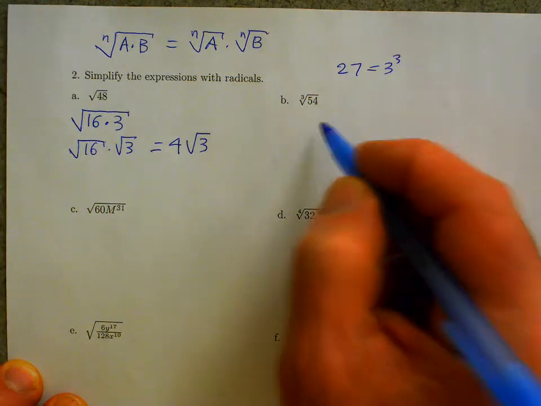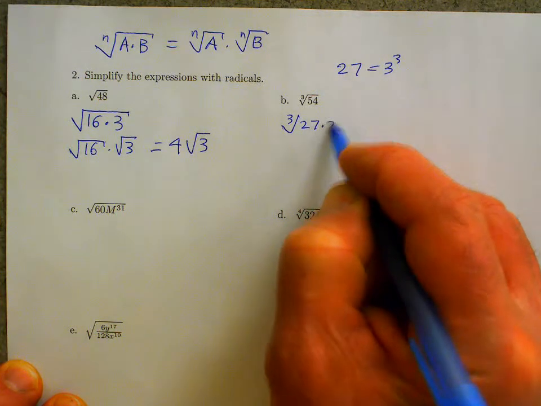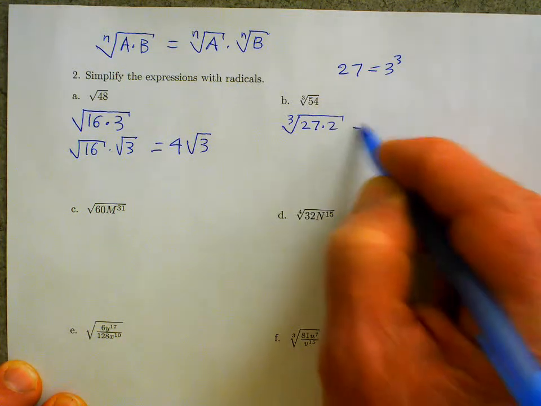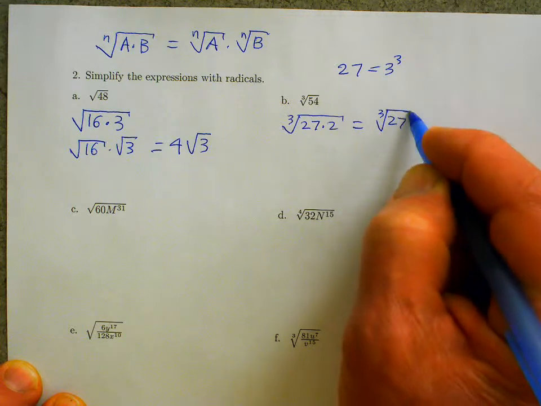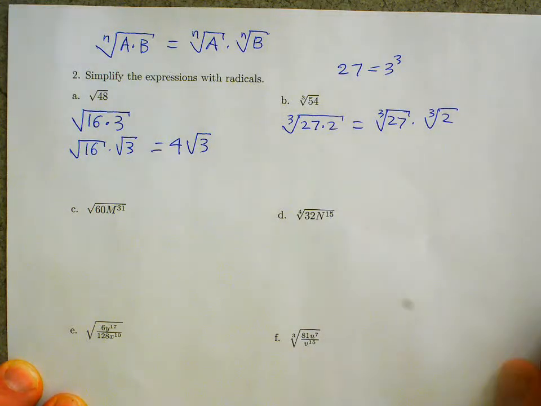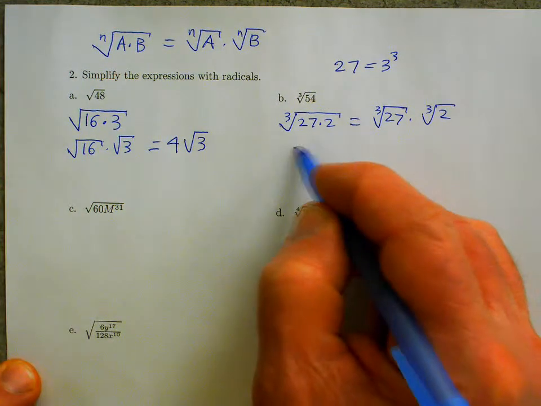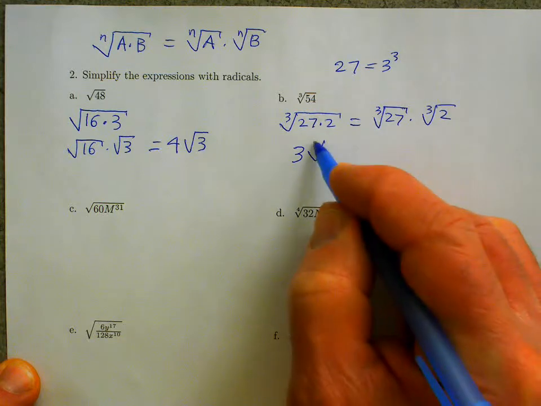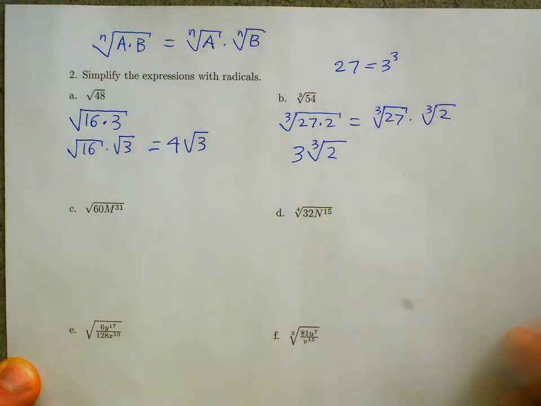So we rewrite this as the cubed root of 27 times 2. And that's the cubed root of 27 times the cubed root of 2. Then we simplify the cubed root of 27 to 3. So our simplified result is 3 times the cubed root of 2.